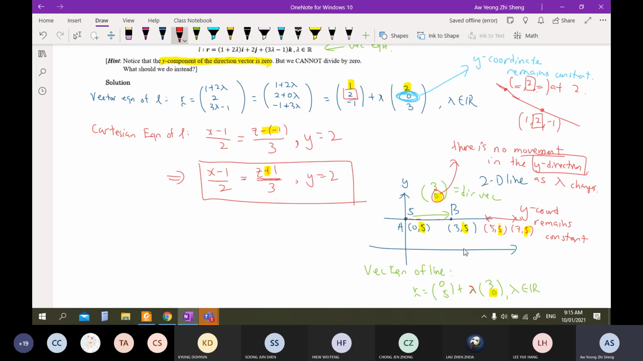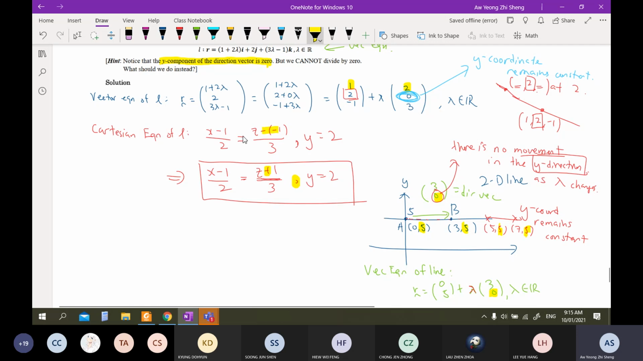Okay, any question to ask so far? Clifford asked in chat, is 2 equals x minus 1 over 2? What do you mean by 2 equals x minus 1 over 2? Where does the first 2 come from? No, it is a comma.